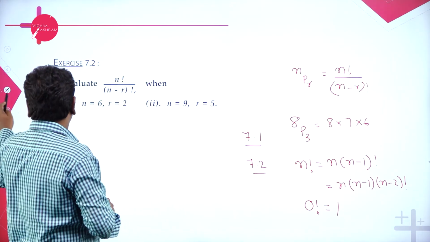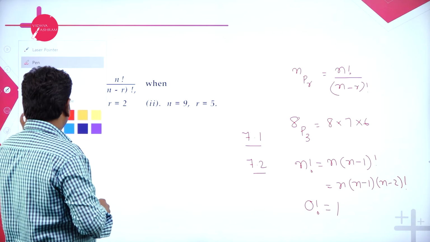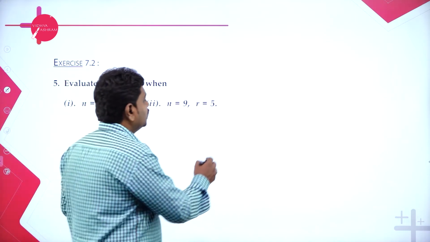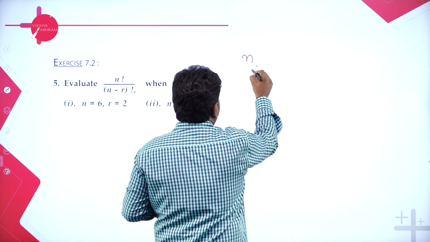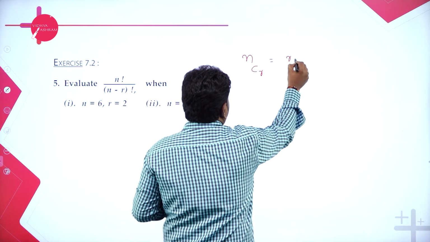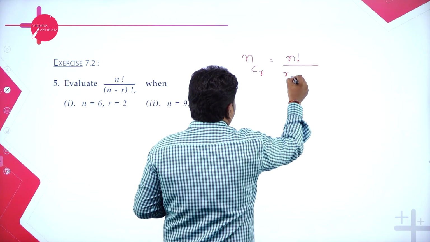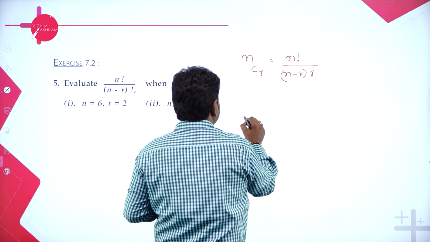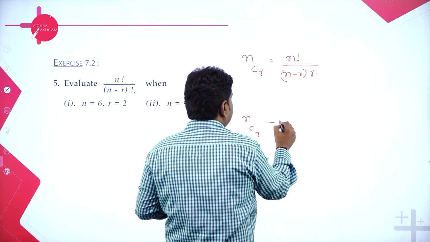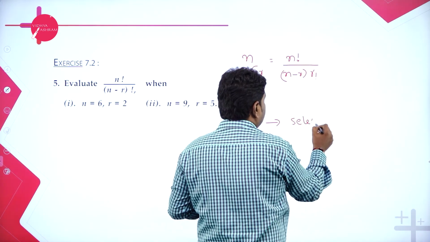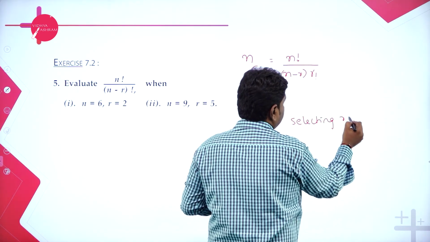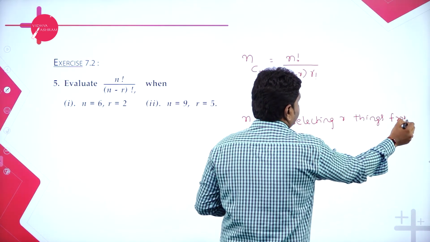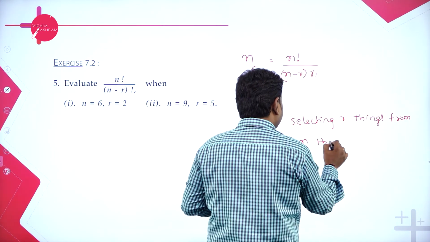And now, before I go to the next concept, I am repeating. Today you have done all these problems. We got the answers also. In my next session, you will be having NCR. What is NCR? n factorial divided by n minus r factorial into r factorial. This NCR stands for selecting r things from n things. From what? n things, that is combinations.